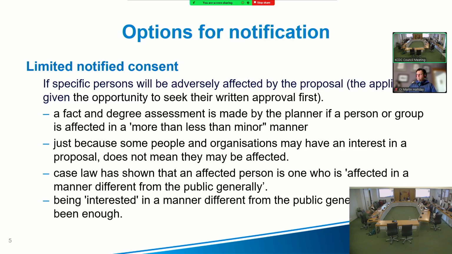Something else that is really important to understand is that just because someone has an interest in an application doesn't mean that we automatically consider them an affected party. And I will put my neck out and try to make a joke of this, right?